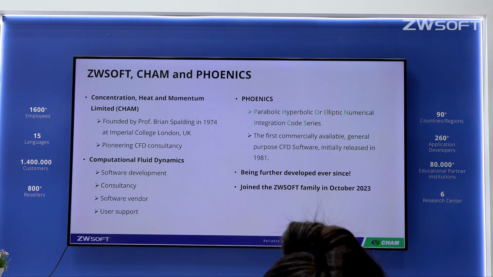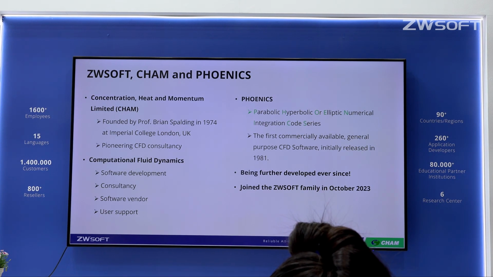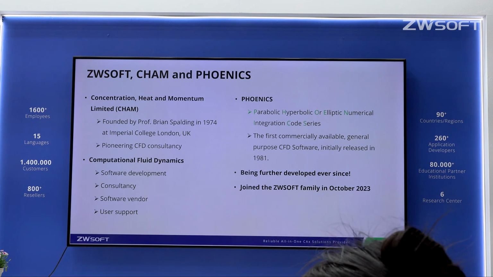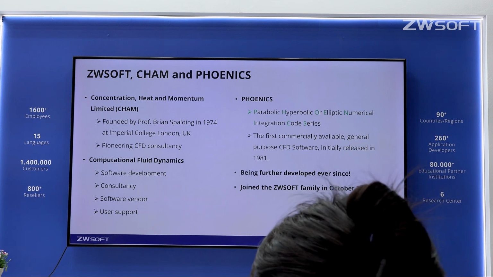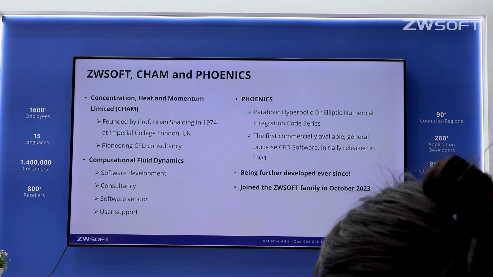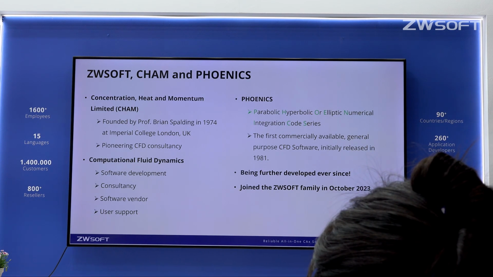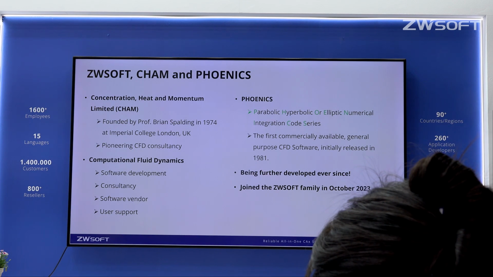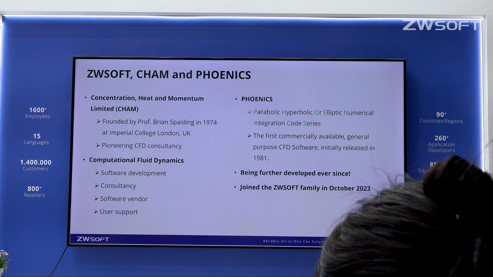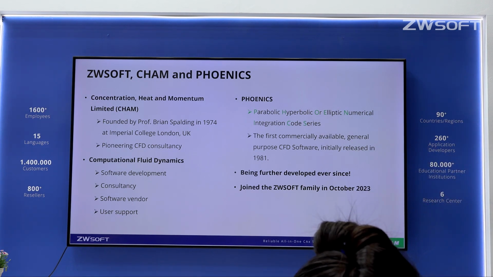So a brief history about us. Concentration, Heat and Momentum is a CFD consultancy and software house with its own CFD software package. CHAM was founded by Professor Brian Spalding of Imperial College in 1974. We're based in Wimbledon, London, and CHAM can be considered the birthplace of commercial CFD. One of our main products is called Phoenix, which is a general purpose computational fluid dynamics software. When Phoenix was initially released in 1981, it was the first commercially available general purpose CFD software. And we've been developing it further ever since.